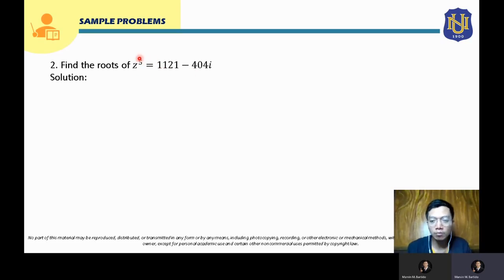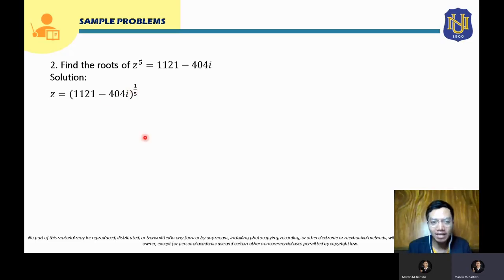We have to multiply both sides by 1/5 to cancel this fifth power here, so that what we're going to solve here is z. So that will be z is equal to 1,121 minus 404i raised to 1/5. So this will now be the given. Your n here will be 5, meaning the values of the roots that we're going to solve here are from k is equal to 0, k is equal to 1, k is equal to 2, k is equal to 3, k is equal to 4. So there will be 5 roots for this problem.